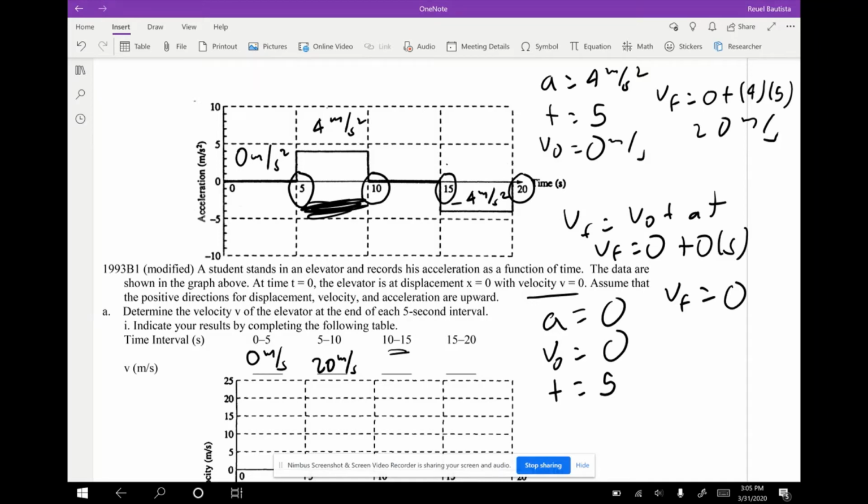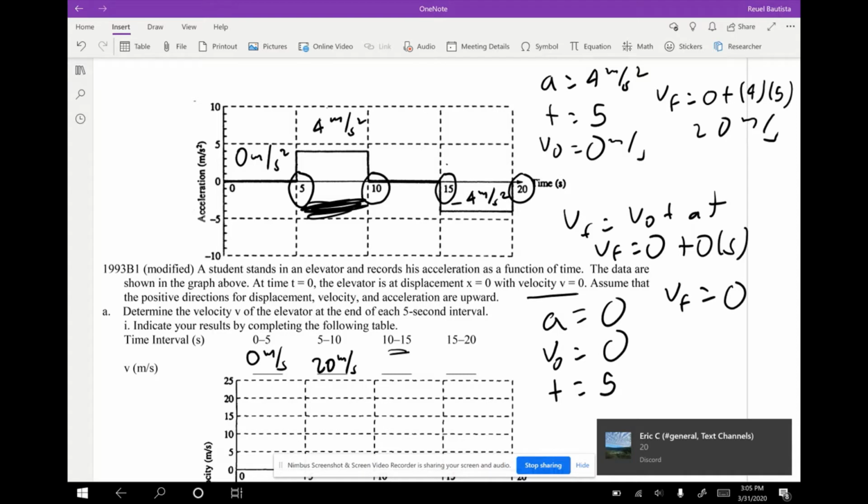It would be 20 meters per second, right? And this is very important. During the 10 to 15 seconds, there was 0 acceleration. If there's no acceleration from 10 to 15 seconds, it means that the velocity will not change. So whatever velocity it had at 10 seconds, it will have at 15 seconds, because there is no acceleration, which means there is no change in velocity. So the velocity will still stay the same. Okay, so that's 10 to 15.